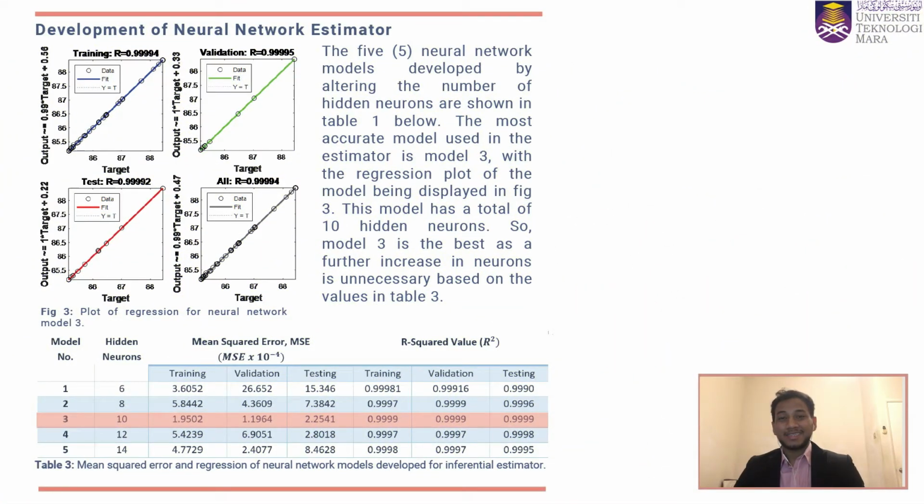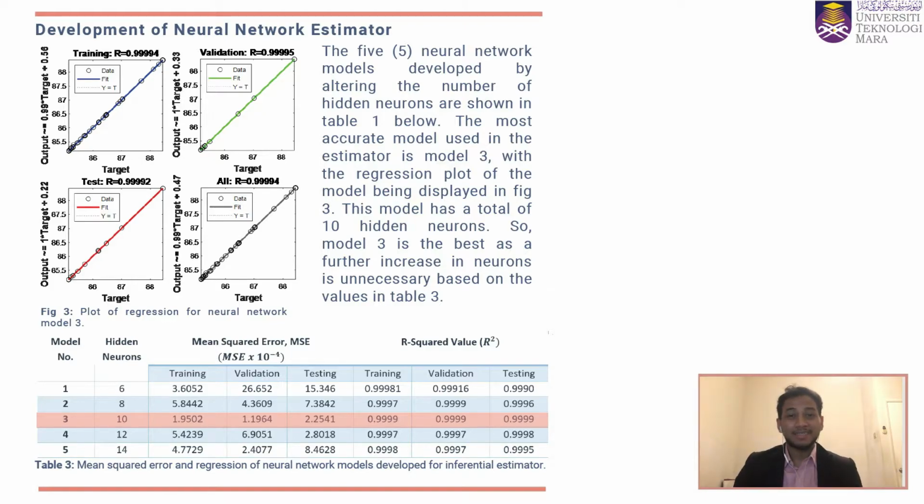Next is the neural network estimator development. Previously, in the development of transfer functions, we manipulated the number of poles and the number of zeros. But in the development of a neural network, the number of hidden neurons is what's being manipulated here, which is from 6 to 14. Based on table 3, it can be seen that the best model here is model number 3. If you take a look at the regression values for training, validation, and testing, all of it is equivalent to 0.9999. That is close to unity.